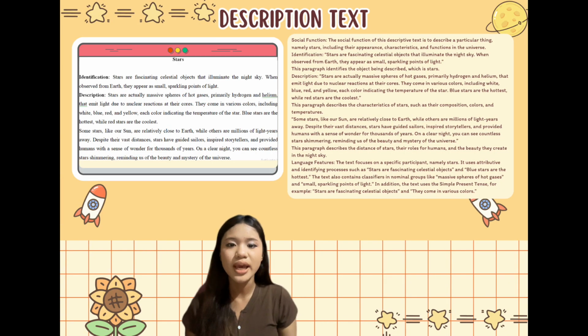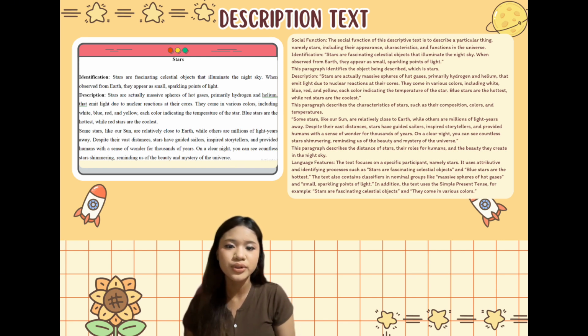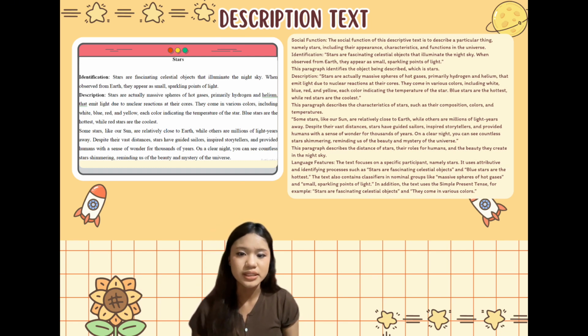Now, let's move to the example text entitled Stars. The text explains about stars, their characteristics, colors, temperatures, and their beauty in the universe. The writer also explains that stars have inspired humans and helped sailors for many years. Okay, for the analysis, the social function of this descriptive text is to describe a particular thing, namely stars, including their appearance, characteristics, and function in the universe.